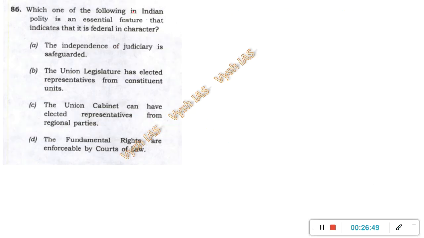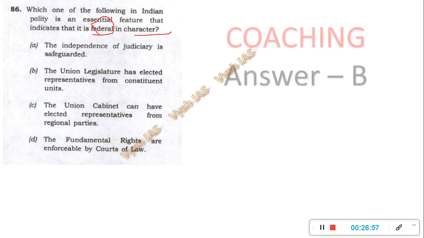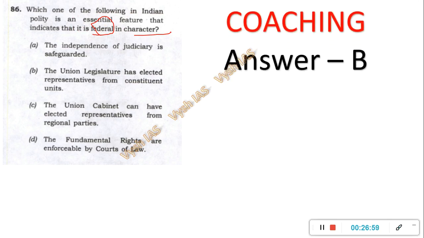Now, which of the following in Indian polity is an essential feature that indicates federalism? This again was a direct question, where federalism features are there in the salient features of the Constitution chapter in Lakshmikant, and the answer key is telling different things. Coaching institutes argued that federalism means the different units, meaning the states below the union, should send representatives and the union should be formed from there. So that is proper federalism.